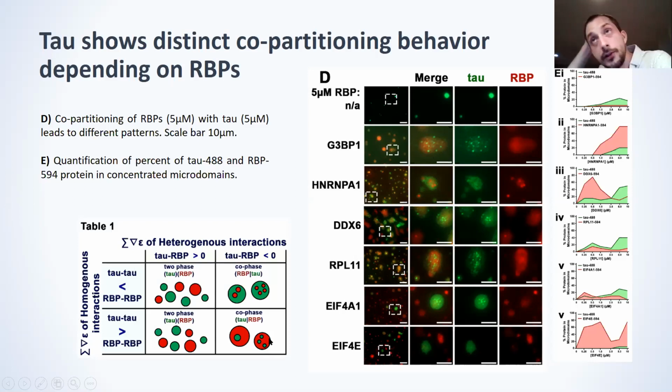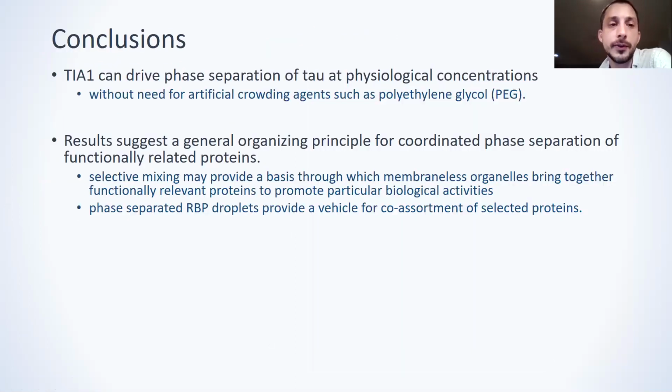And so just to conclude this little part, we just want to highlight that TIA1 can drive phase separation of tau at physiological concentrations without the need for an artificial crowding agent. And that the results on the distribution of droplets suggest an organizing principle for coordinated phase separation, where you can bring together functionally relevant proteins to promote a particular biological activity in a membraneless organelle. And this is something that we would like to explore with the ALS complex 22. That's really the end of my talk.